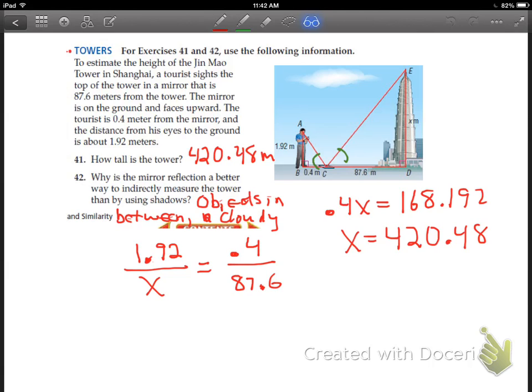Height over height equals distance along the ground over distance along the ground. So that's 1.92 over x equals 0.4 over 87.6. Cross multiply and solve, and the height of the tower is around 420 meters.